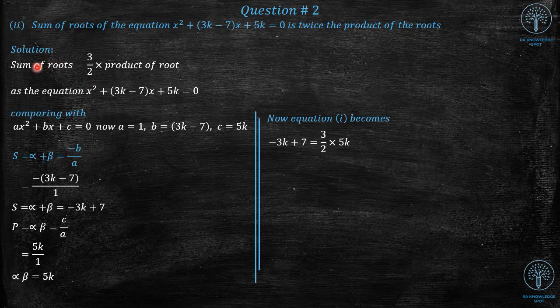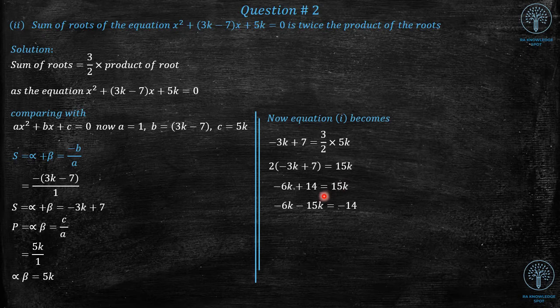Now what is the value of the sum of roots? That is this one. Equal will be as it is, 3 by 2 will be as it is, and the value of the product of roots is 5k. You just have to put the value in the equation. Some more simplification. 2 is divided and here it will be multiplied. Now 3 5s are 15k. For the simplification, 2 3s are 6 and 2 7s are 14 is equal to 15k.